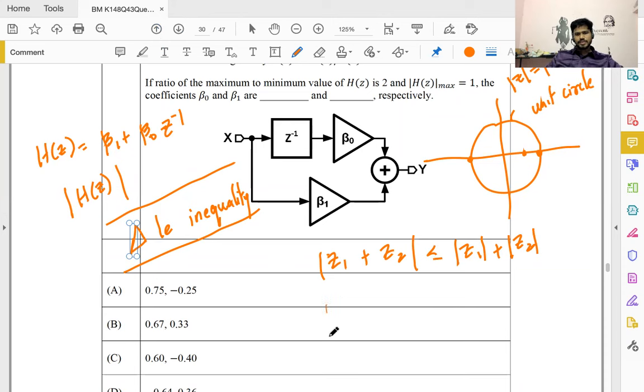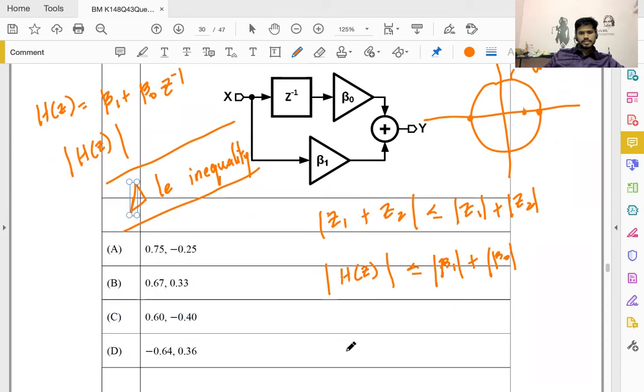So why do I say that here? H of Z should be less than or equal to beta 1 plus beta naught into the modulus of Z inverse, which we know is 1. We are looking at the unit circle. So we got some information. Can we quickly verify? This modulus is 1, this modulus is 1. So all this beautiful triangle inequality, we wrote down some nice thing, but at the end of the day, all 4 options are cooked up. You can't eliminate even a single option at this point.